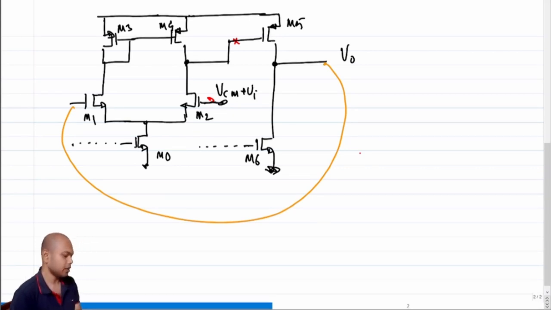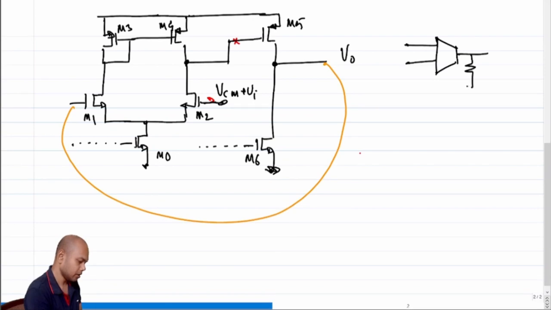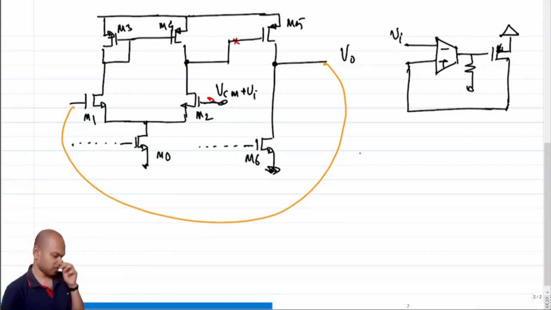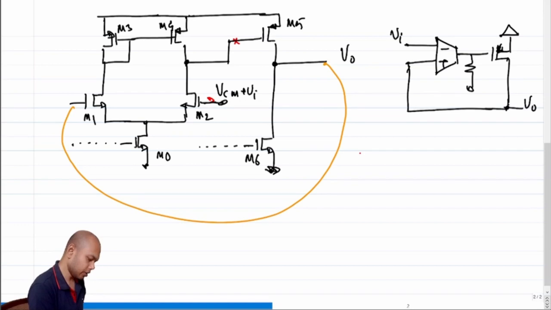VCM plus VI, right? So if everything works properly, incremental V0 will be equal to incremental VI, because incrementally this is what the loop looks like, where this is plus, this is minus, this is VI. If I am talking about increments, I can as well short the source, because incrementally this is shorted and this is V0, right? If the loop gain is high, VI will be equal to V0, because the input of the error amplifier will go to zero. This is something that we know, that we have spent time on before to enhance our understanding.